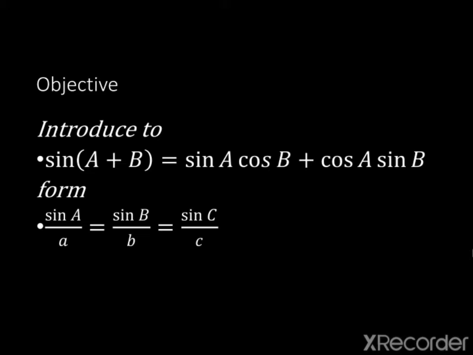The objective of this video is to introduce the trigonometric addition formula, which is the following: sine(A plus B) is equal to sine A multiplied by cosine B, added with cosine A multiplied by sine B, from the law of sine, which is written here below.